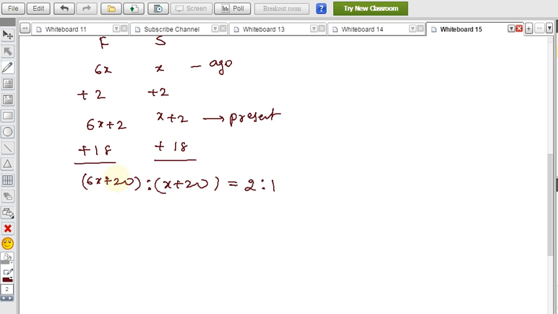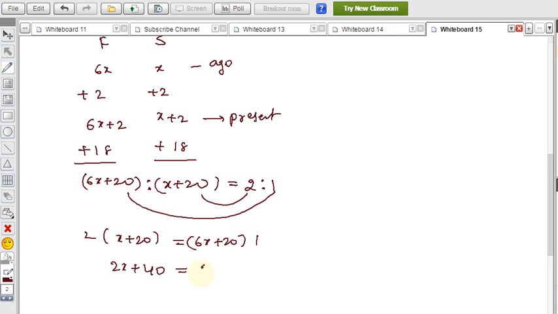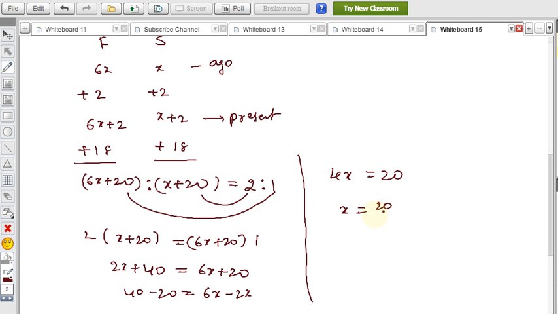Then, since after 18 years the father's age is 2 times his son's, we can apply the means and extremes formula. So x plus 20 into 2 is equal to 6x plus 20 into 1, so 2x plus 40 and 6x plus 20. Therefore 6x minus 2x, 40 minus 20. So after solving, 4x is equal to 20. Therefore x is 20 by 4, x is equal to 5. That is the value of x, the age ago.